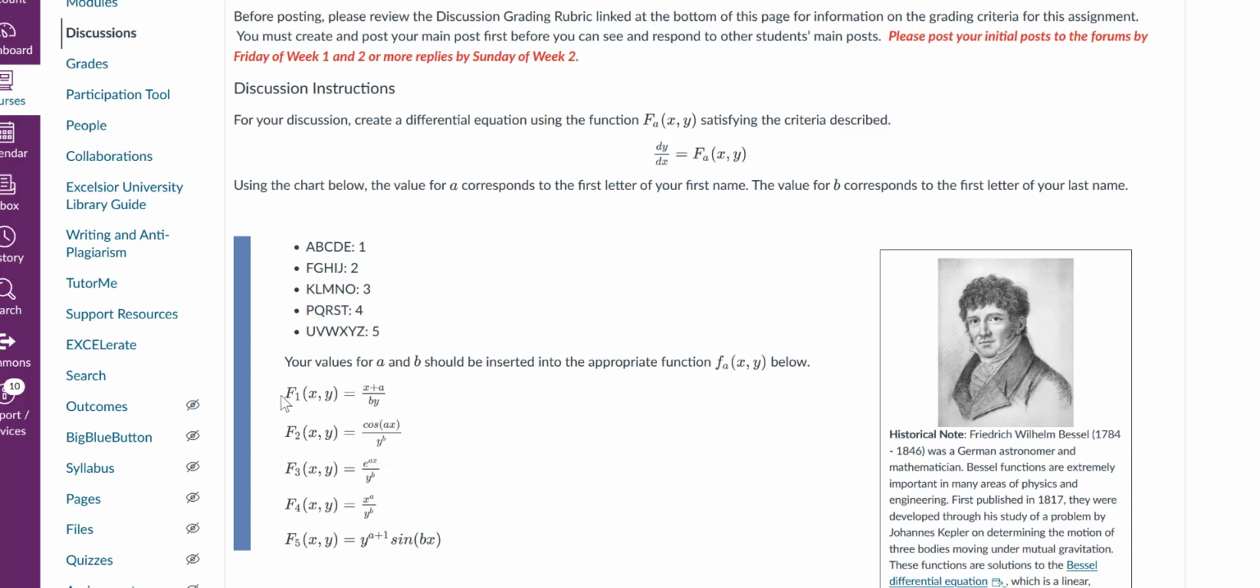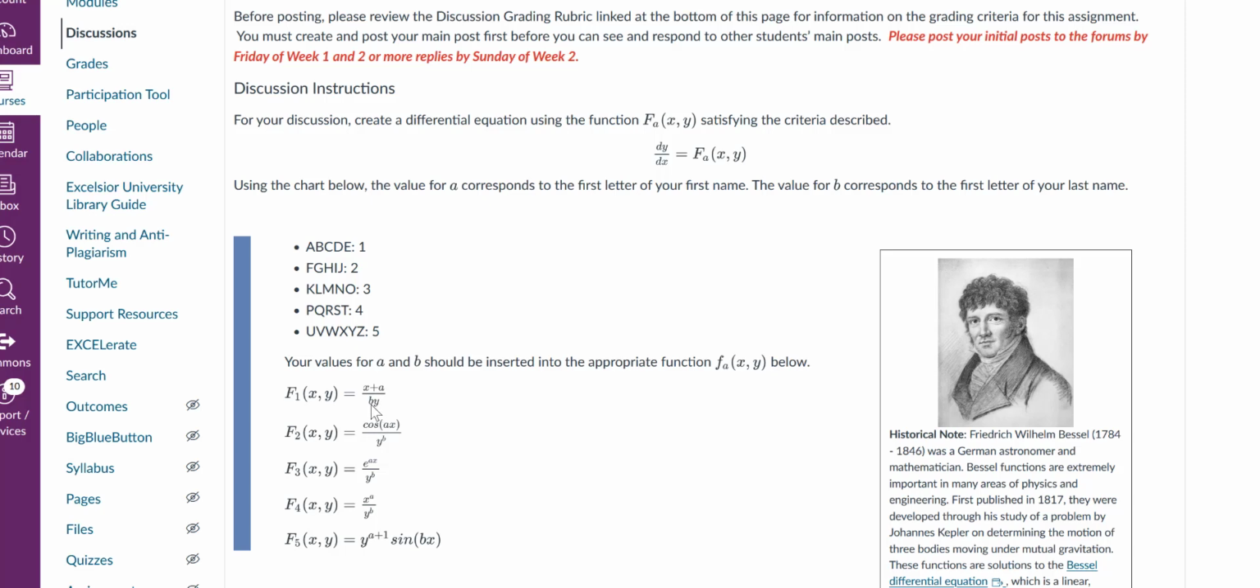As an example, my name is Kathy Bliss and my first name begins with a C. So that means I'm going to be looking at the value of 1, and that's for the value of a. So for me, a equals 1. And that a equals 1, if I read through here, tells me that I'm going to be looking at the first function here. So I know I'm looking at something like x plus 1 over b times y.